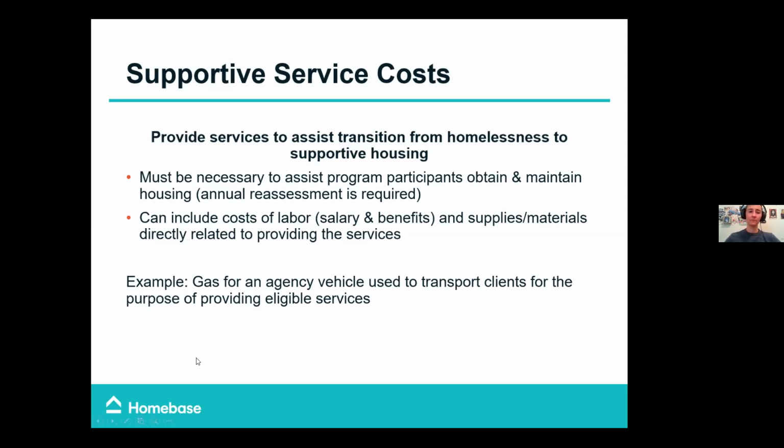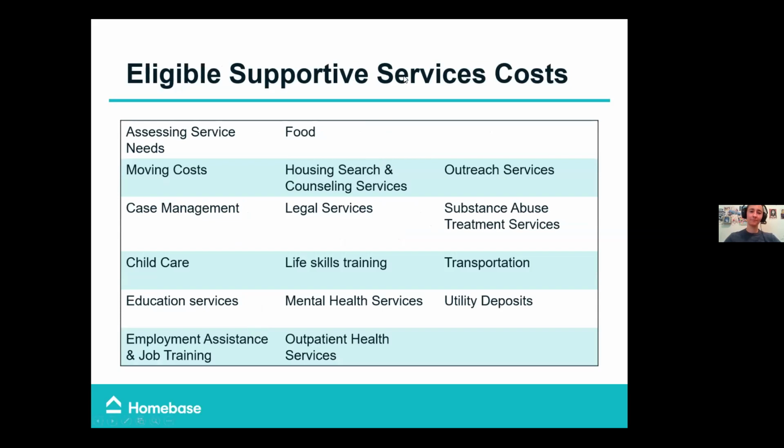On the next slide, we'll see that there are 16 different eligible supportive service costs to cover services necessary to assist program participants to obtain and maintain housing. Before we go over them in detail, a couple of notes. Eligible supportive services costs are limited to those specifically listed in the interim rule. And just because it's listed in the interim rule, it doesn't make it approved, reasonable, or reimbursable, all of which it needs to be. Also, the overarching eligible costs reflected on this slide are only guidelines.